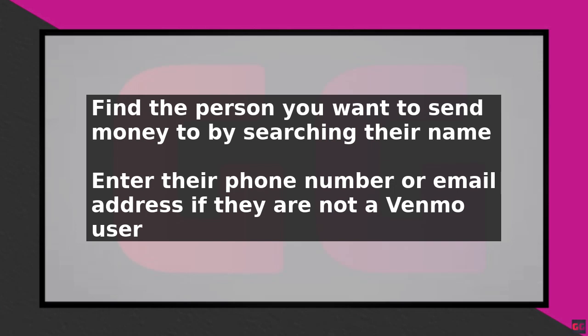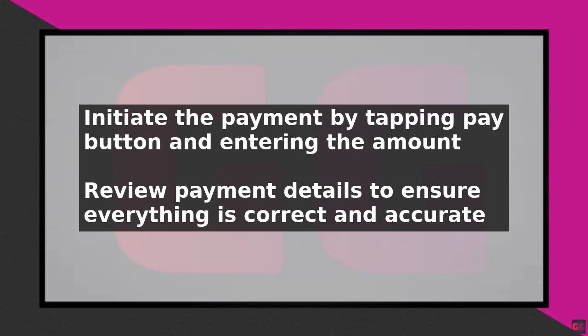address. To initiate the payment, tap on the Pay or Request button. Enter the amount you want to send, and add a note or description of the payment if needed. Review the payment details to ensure everything is correct, including the recipient's information, the amount, and the payment method. Finally, confirm the payment by tapping the Pay button.